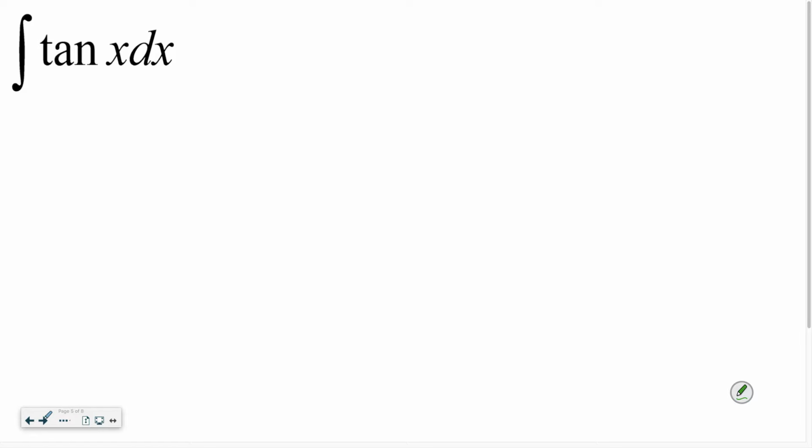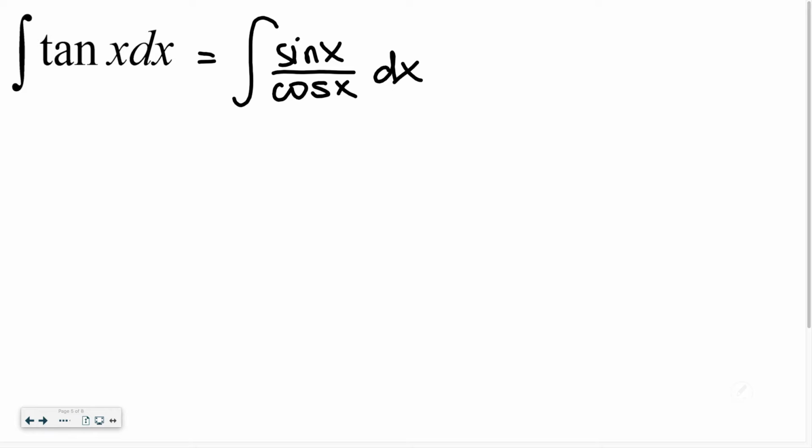Do we have a simple antiderivative for tangent of x? We don't. What did you say, Celine? We know that tangent is sine over cosine, so maybe that can help us. So let's write it. Trig identities to the rescue. Okay, so Celine suggested this.